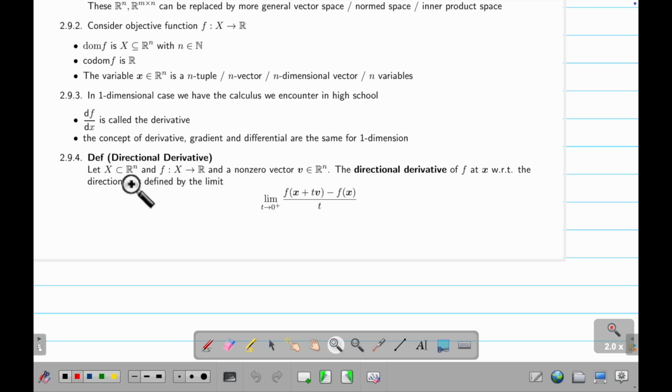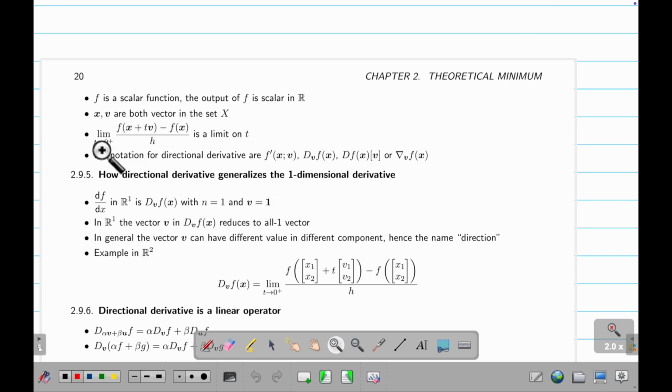X is a subset of R^n. To be very precise, X has to be an open set, so that when we talk about derivatives it is okay, but we don't go too deep. You know the idea. Then this is a limit on t. This is not a limit on x, and this is not a limit on v. So this should be divided by t. I made a mistake, it should be divided by t.